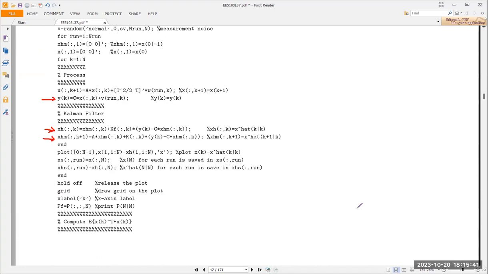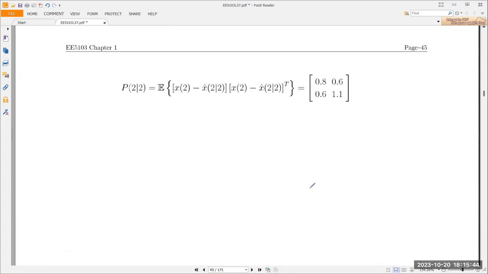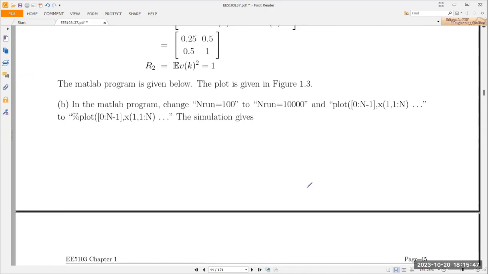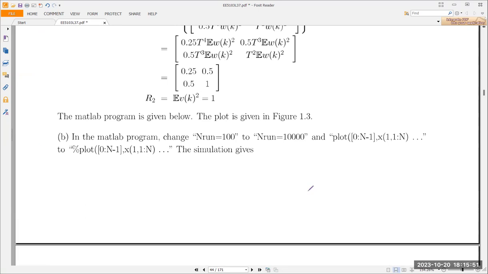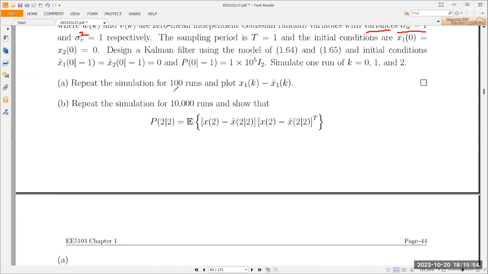Okay, then the last part, Part C. Instead of 100 runs or 100 days, I ask you to run for 10,000 days. If you run for 10,000 days, then after that, you show that P12 is equal to this. The tutorial question last week showed you the variance of the estimation error.